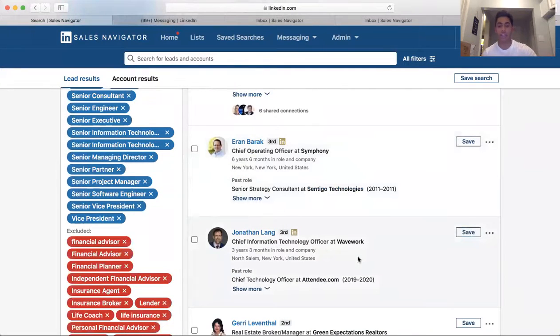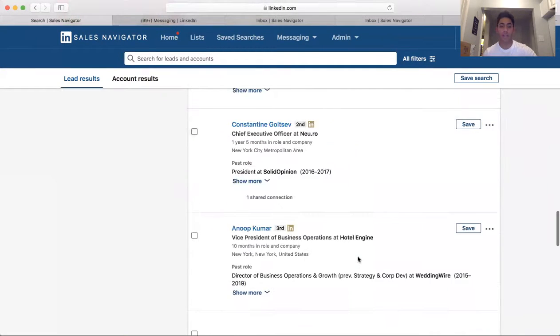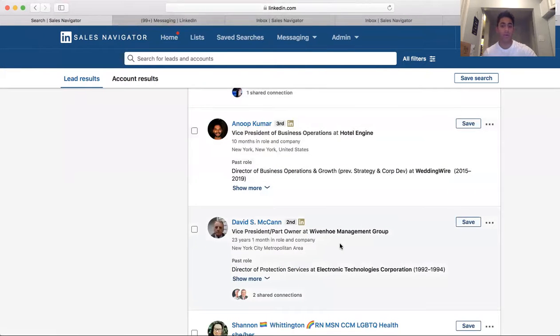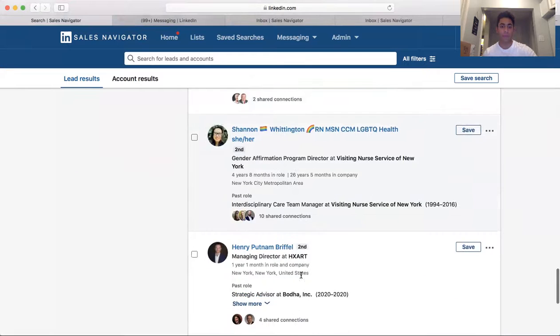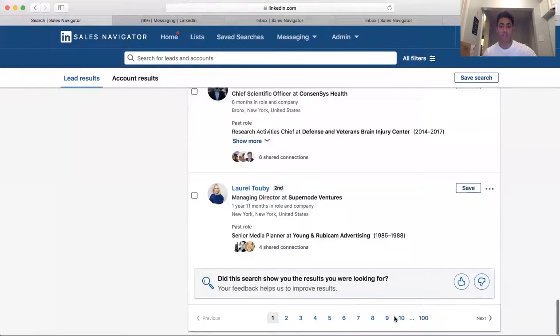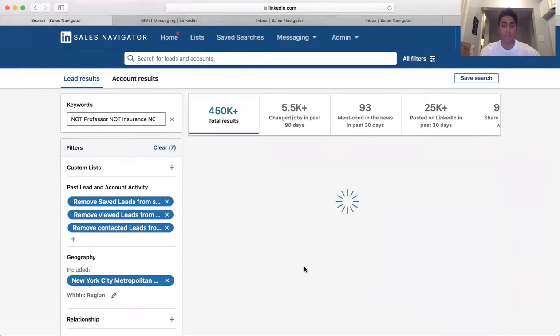So you get the gist, and I can go ahead and scroll down and you can look at some of the people at the end of the page. Vice President, Part Owner, Wiven Home Management Group. And let's jump over to page 10 and see what the prospects look like here. If my computer will load.